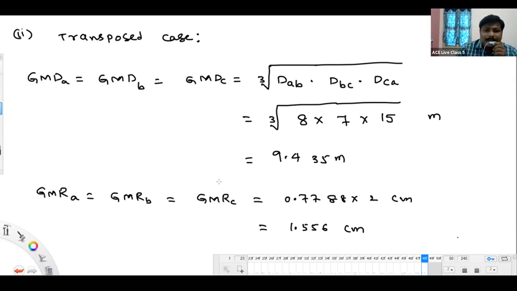See, Sachin, if they have not given the radius, I might be asking only for GMD in that question, without GMR. But here I am asking you both GMD and GMR by giving the radius of conductors. GMR can be specified in any units, either centimeters or meters, according to our substitution. Okay, so let's continue.